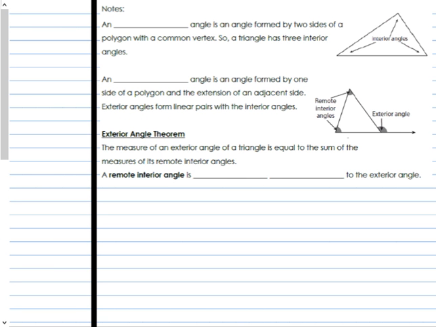A blank angle is an angle that is formed by two sides of a polygon with a common vertex. And that answer is an interior. Okay, think about the word inside. Inside of the triangle. A triangle has three interior angles. It has this angle, and that angle.